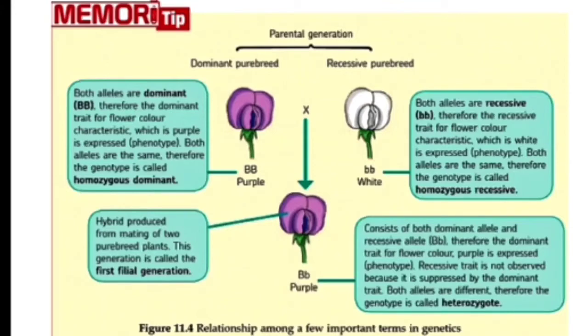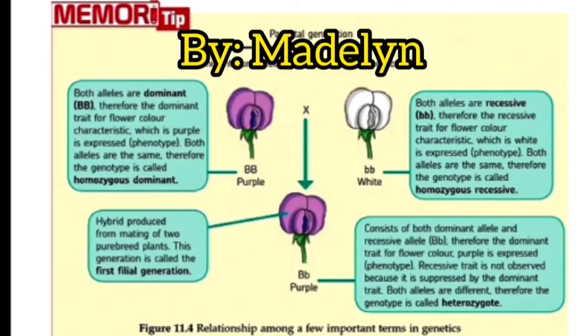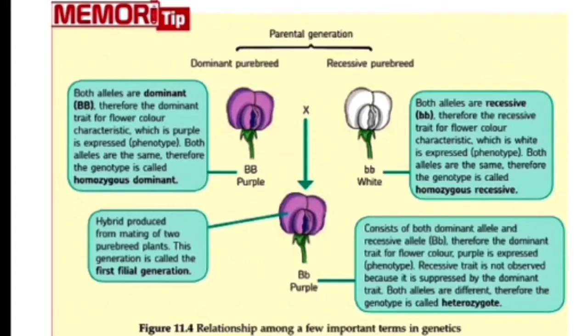Then, hybrid produced from mating of two purebred plants. This generation is called the first filial generation, and it consists of both dominant allele and recessive allele, which is B capital letter and B small letter. Therefore, the dominant trait for flower color purple is expressed. Recessive trait is not observed because it's suppressed by the dominant trait. Both alleles are different. Therefore, the genotype is called heterozygote.